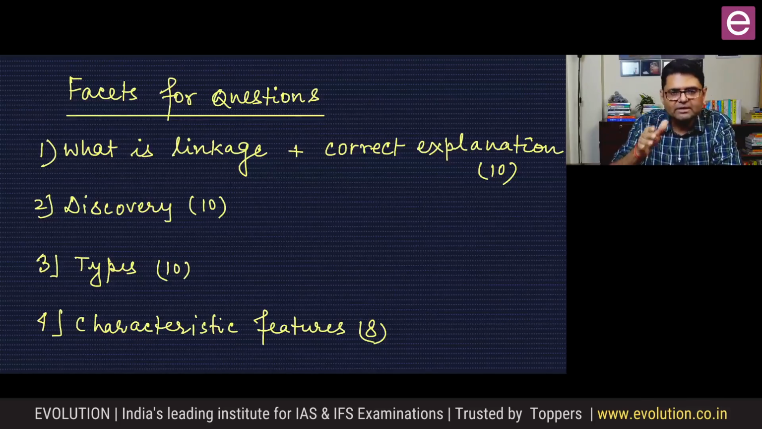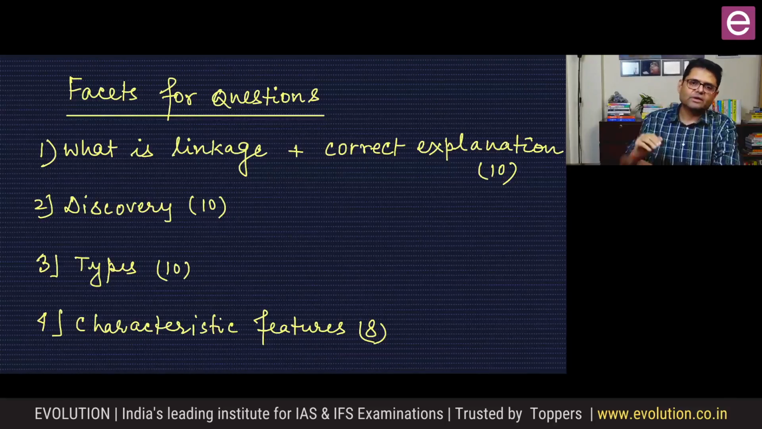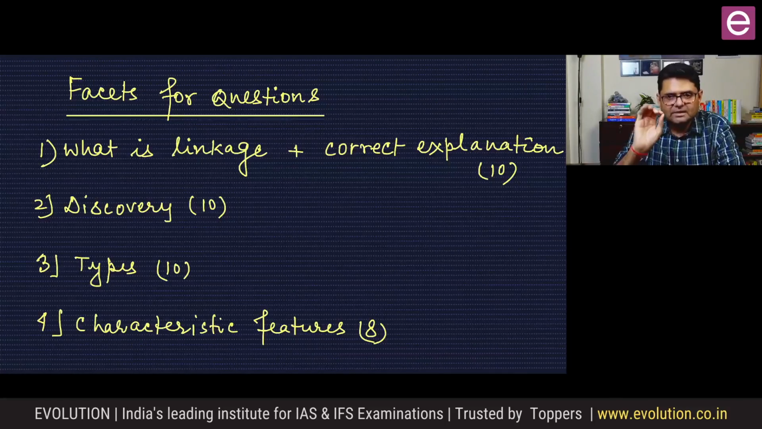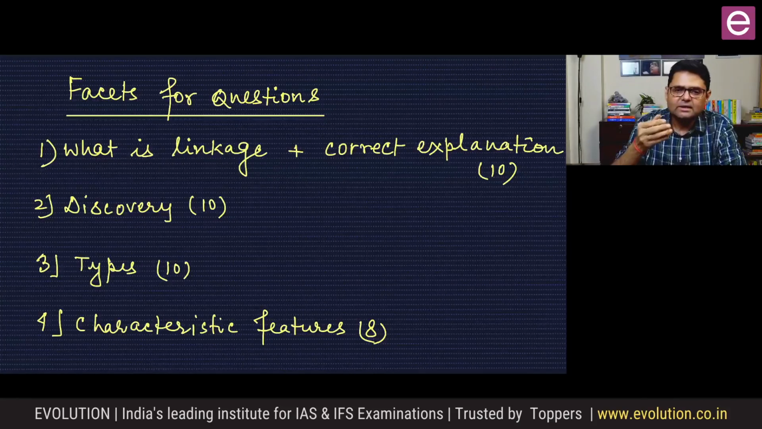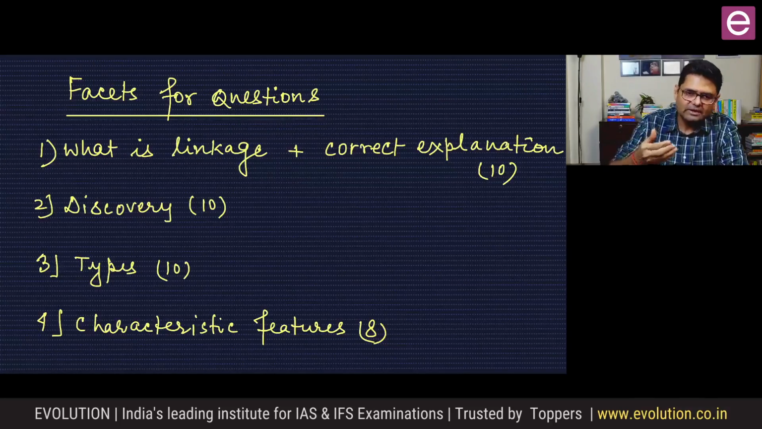So discovery, 10 points. So in bracket, what I have mentioned is not the marks. By now, you already know it. I am basically saying that these many points should be there with you. So what is linkage and correct explanation? 10 points. Discovery of linkage, 10 points, including the experiment. So basically 4, 5, 6 points of description and there will be one long diagram.